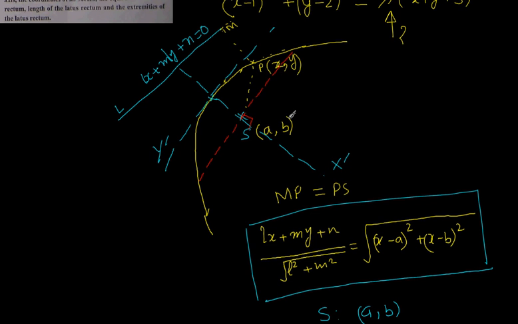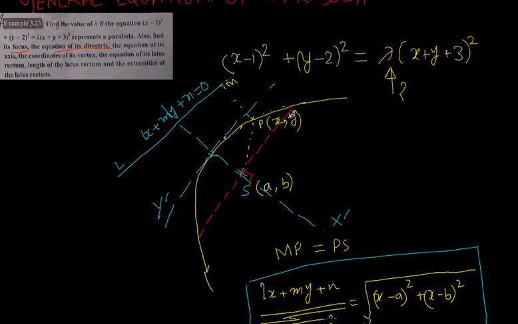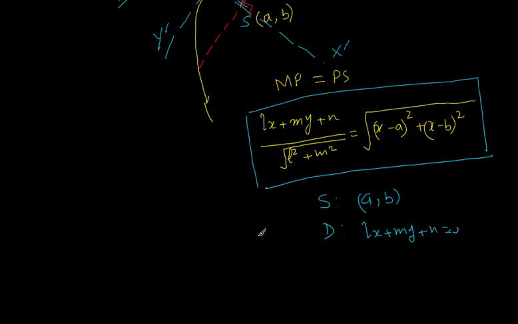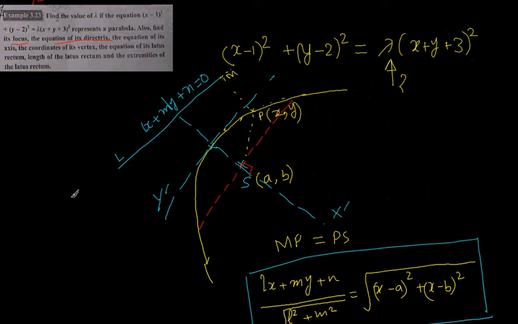Okay, now come to this problem. This problem says (x minus 1) square plus (y minus 2) square equals lambda times (x plus y plus 3) square. This looks like distance, again distance from some point. Okay, it means if we have lambda as 2, first take the square root on both sides. Take a square root. Let me first clean this up.